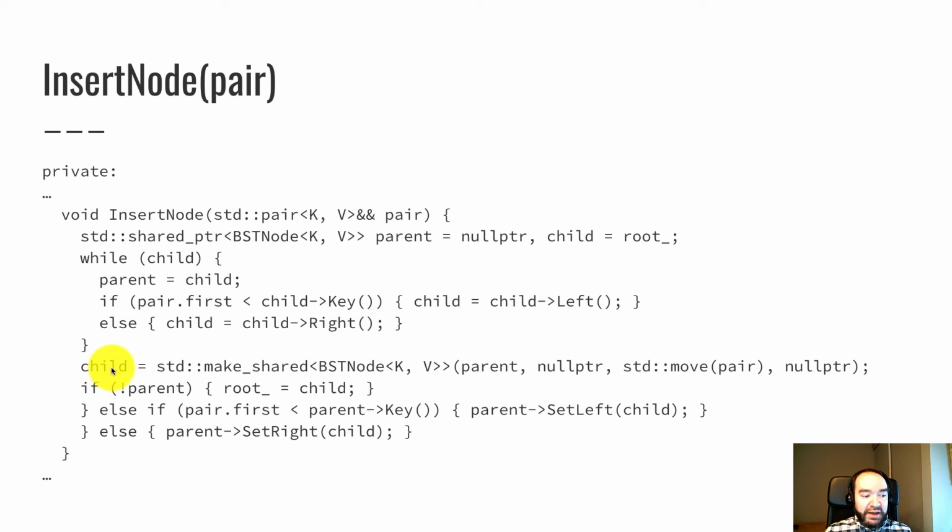We reassign child to become a newly allocated shared pointer to a BST node. The parent of this node is whatever the search found to be the last node at the bottom of the tree during that search process, and this is a leaf node, so the left child pointer is null, the right child pointer is null, and we put the pair contents into that node. Again, we have to do std move to make our value semantics work. It's kind of a C++ reference technicality.